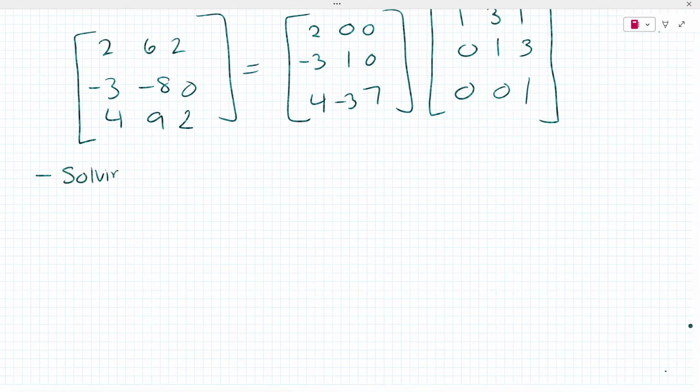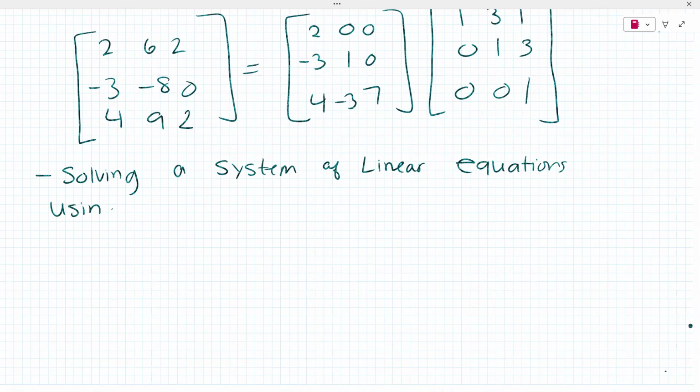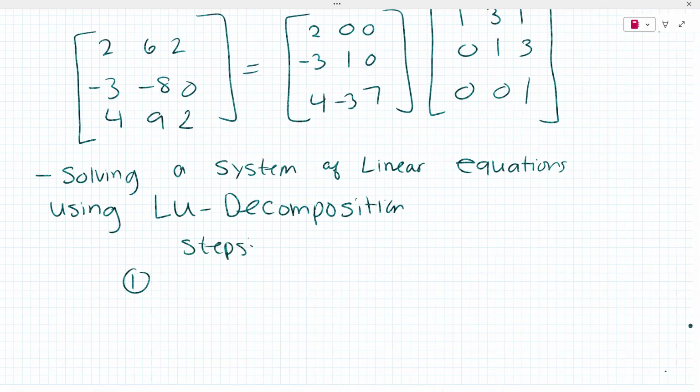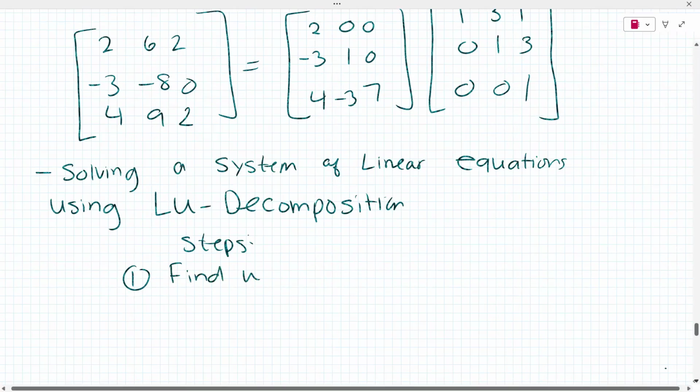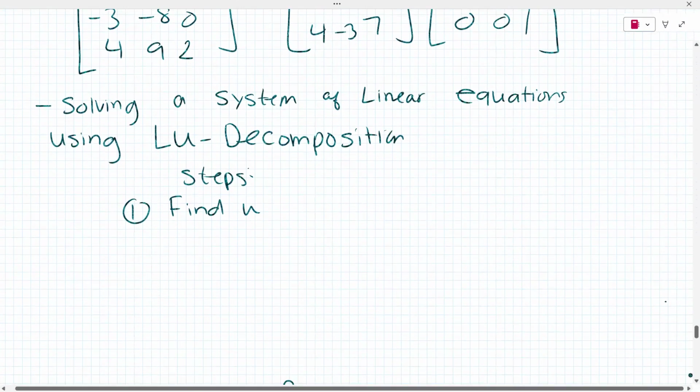solving a system of linear equations using LU decomposition. So here are the steps. Step 1, find U. Step 2, find L.